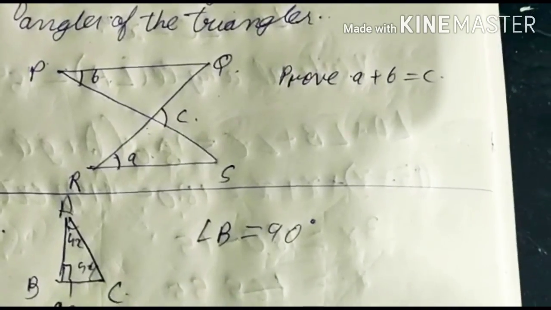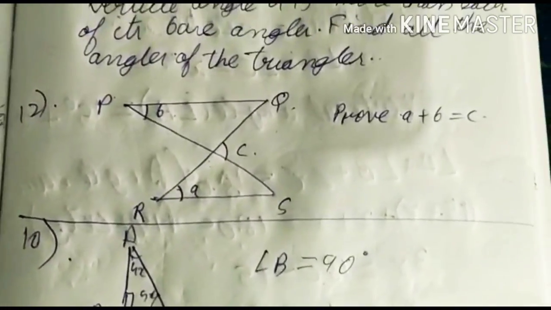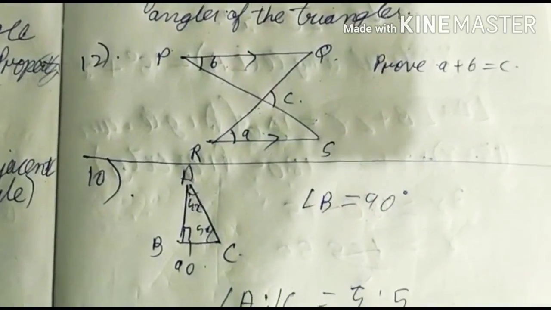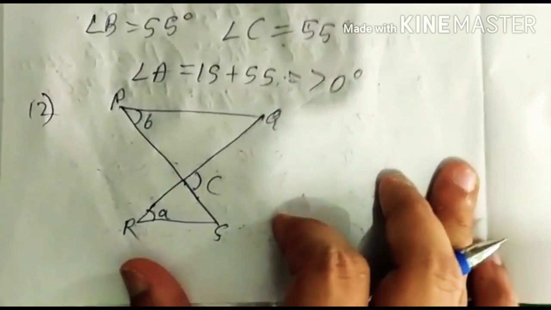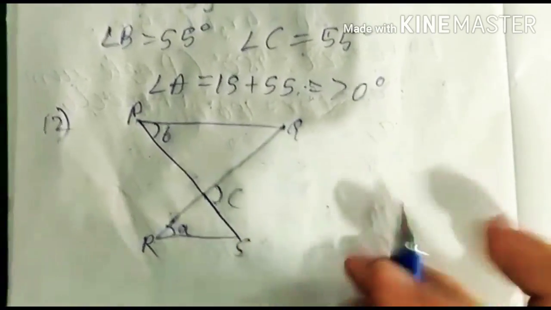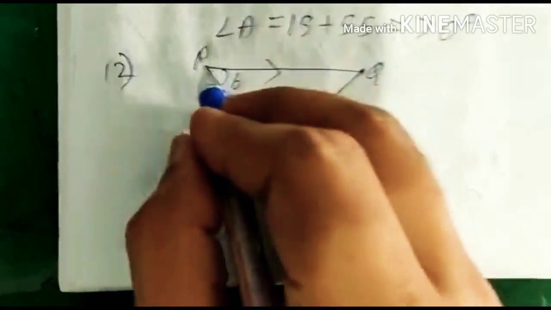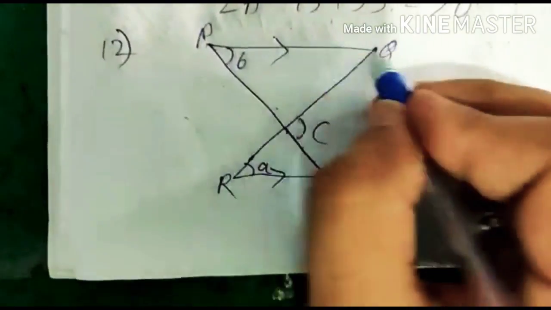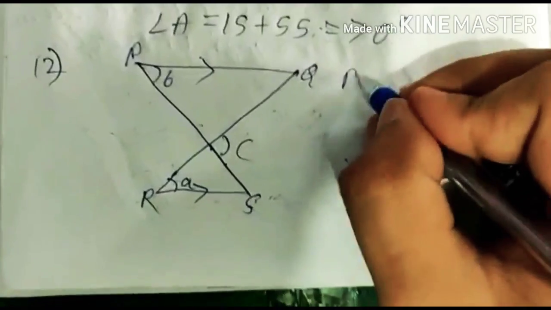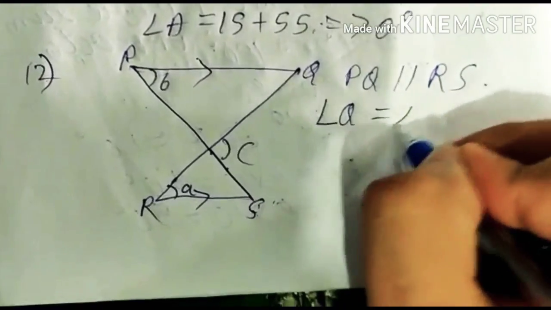Okay. Our next question is this. We need to prove that in this figure angle A plus angle B equals angle C. Here PQ is parallel to RS. Look, this is the figure here, and we need to prove that angle A plus angle B equals C. So if we see PQ being parallel to RS, this is a formation of Z. PQRS is a Z, from P to Q to R to S. PQ is parallel to RS. So angle Q will be equal to angle R.